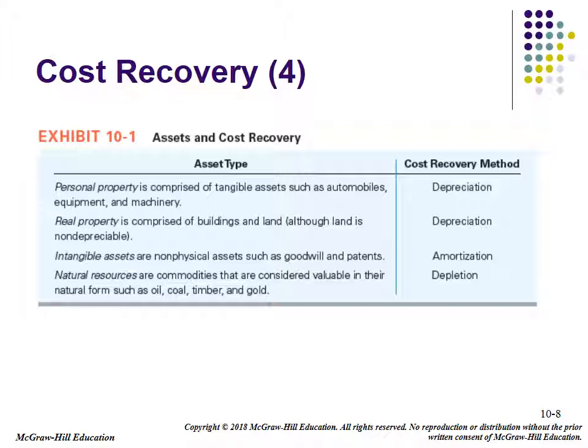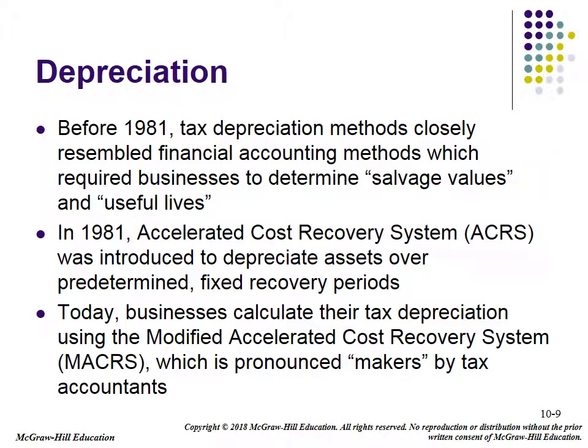So we're going to start with personal and real property. Before 1981, tax depreciation methods closely resembled financial accounting methods. So it's basically pick one of those, do what you want. There was no official tax system. But in 1981, Congress introduced a tax depreciation system called accelerated cost recovery. Most assets under that system have fully depreciated, so we will not be learning that.